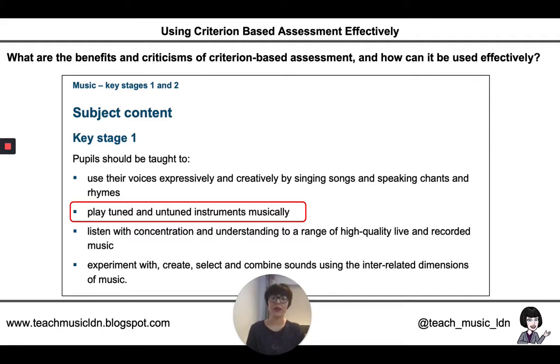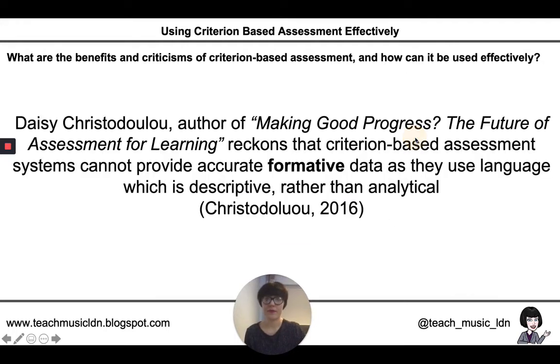It's also worth remembering then, when we talk about the difference between the start of year 1 to the end of year 2, that the original national curriculum levels were designed to be summative assessment at the end of each key stage, the same with GCSE and the same with the A-level specifications as well. This is discussed quite widely by Daisy Christodoulou in her book, Making Good Progress. So she says, criterion-based assessment systems cannot provide accurate or formative data as they use language which is descriptive rather than analytical.